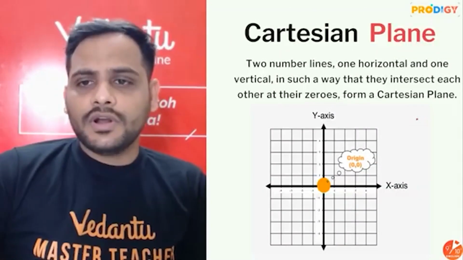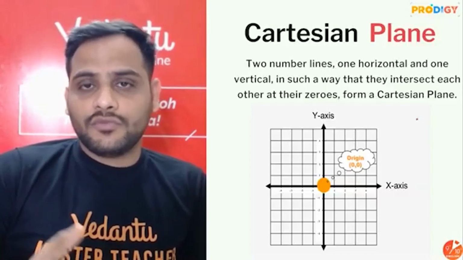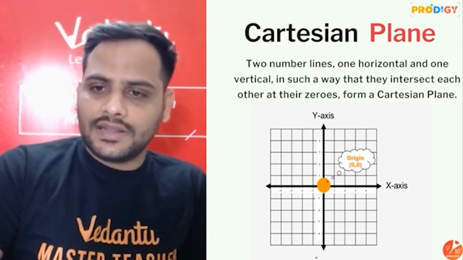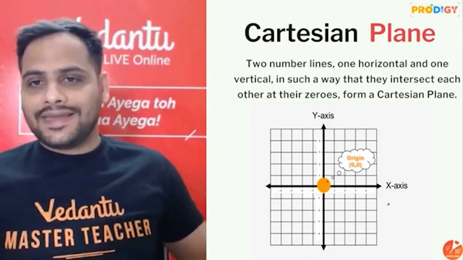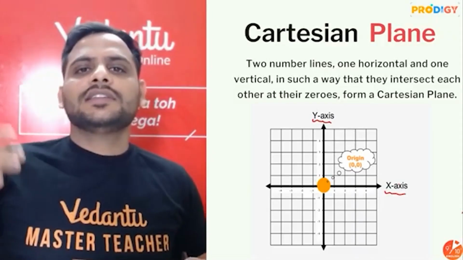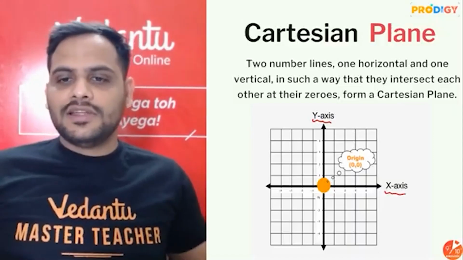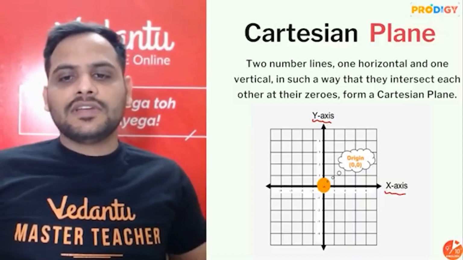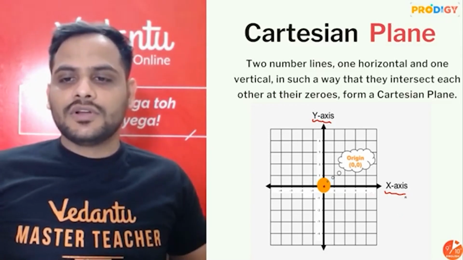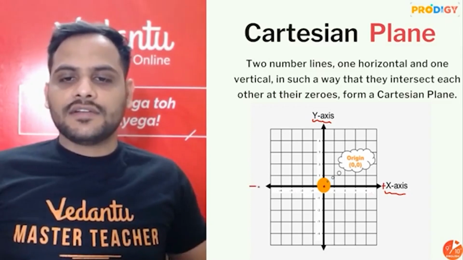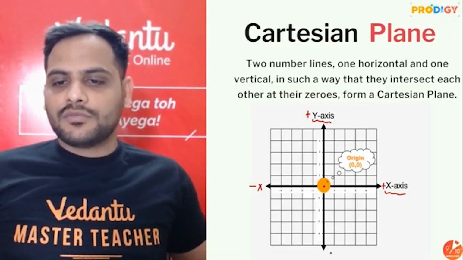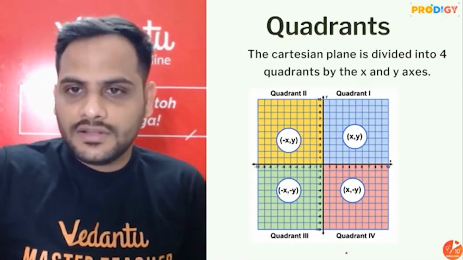All right, so for plotting these points, what do we need? We need reference lines. So we need 2 reference lines. We have a horizontal line and a vertical line. This horizontal line is called the x-axis, and this vertical line is the y-axis. So these are like 2 number lines, a horizontal number line and a vertical number line. In the middle we'll have 0, then 1 2 3 4, here -1 -2 -3 -4. So this is positive x-axis, this is negative x-axis. This is positive y-axis because it is 1 2 3 4, here -1 -2 -3 -4, so this is negative y-axis. All right, ठीक है.